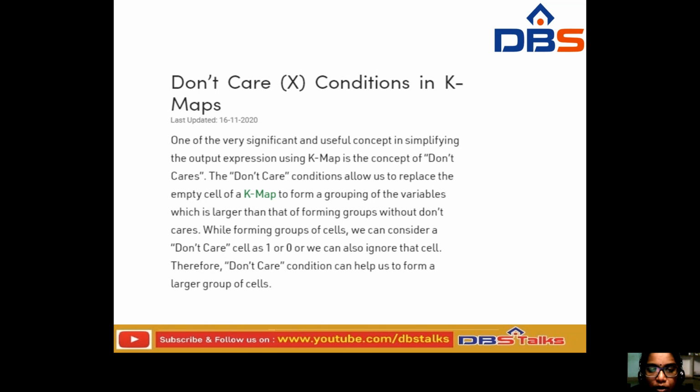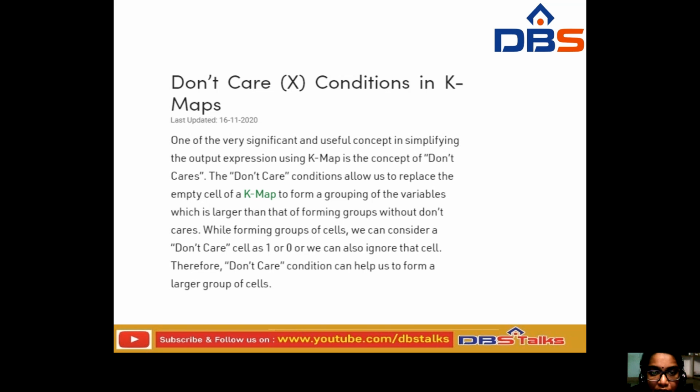Suppose we have a 2-variable K-map, 3-variable K-map, or 4-variable K-map. We have already seen those. Suppose in that K-map you have some empty cells, and in order to get an expression, you want to replace a variable. There we have to use a condition called the don't care condition. Then the don't care condition comes into the picture.